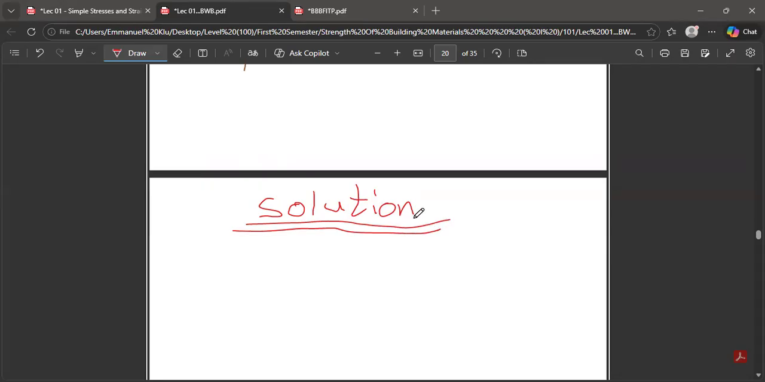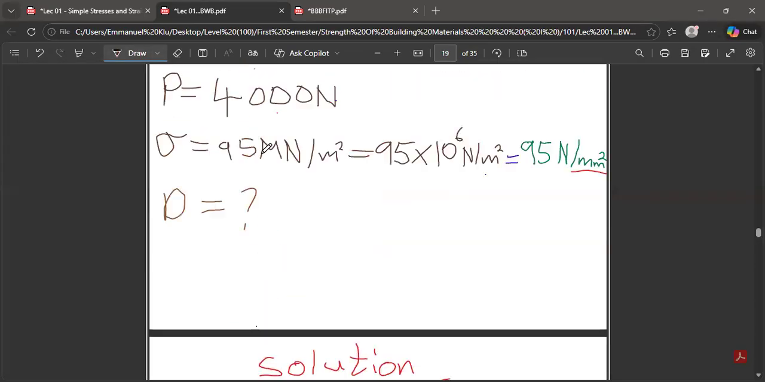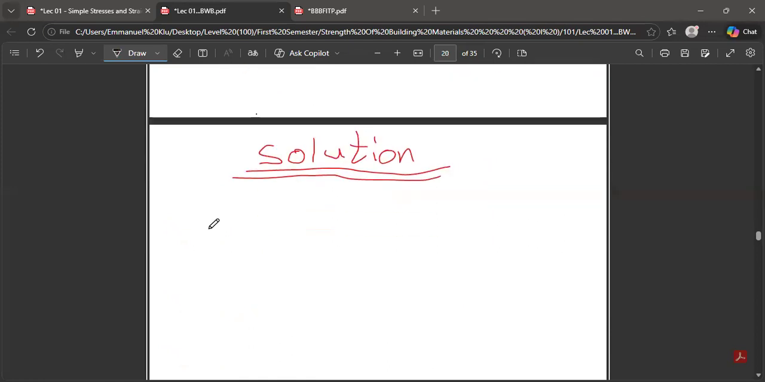What was the question asking us to calculate for? Can someone read the question for us one last time? So the question said we should calculate for our stress. Stress was what we were being asked to calculate. The maximum diameter, okay, the minimum diameter.